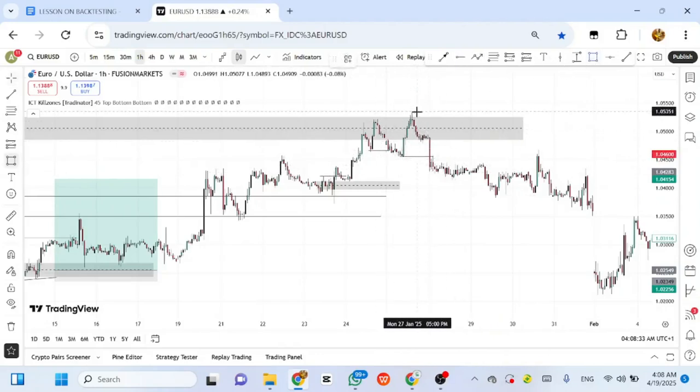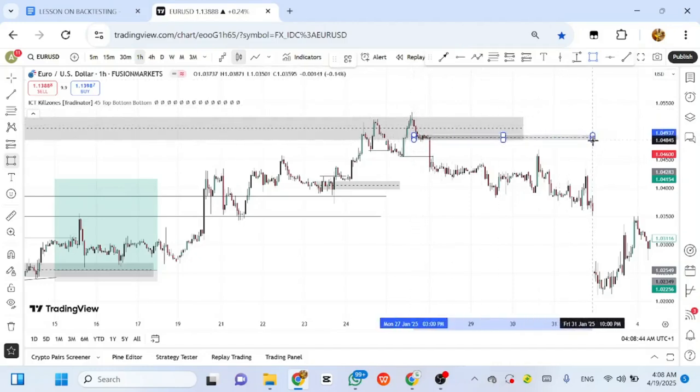Bam, mark my zone. From this point now, I'm ignoring this point. This is a stop loss hunt, a liquidity sweep. So this is my zone that consolidated, so I'll mark this zone and I'll wait for the market to come to this zone.